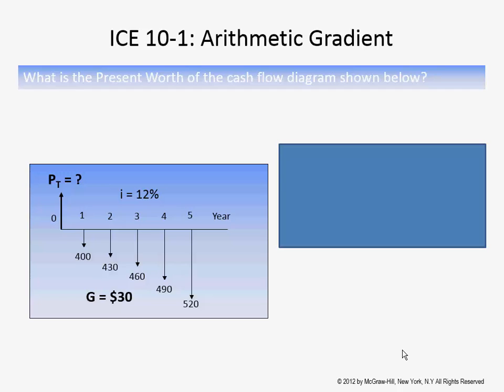Okay, I've been suggesting that we get acquainted with a way of summarizing problems like this. It starts in brackets: brackets P/A, and then i equals 12%, n equals 5. That's how we would summarize this problem. And then we would summarize this one, P/G, i equals 12%.